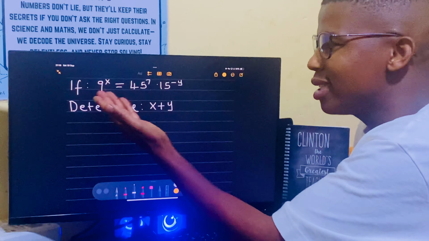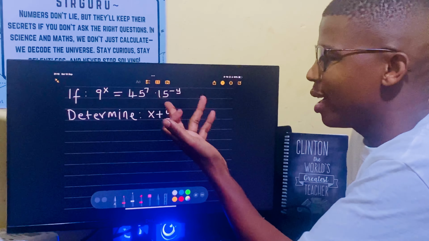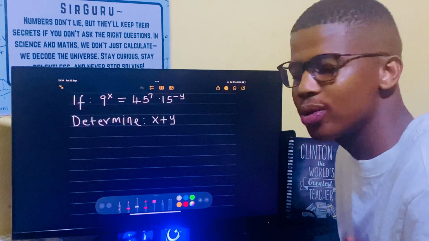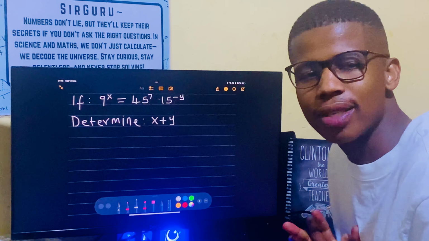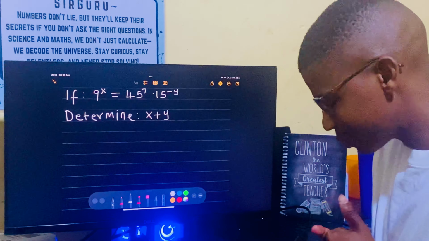Here we are given that 9 to the power x equals 45 to the power 7 multiplied by 15 to the power negative y. And we were asked to determine the value of x plus y. So we must evaluate x plus y, okay?